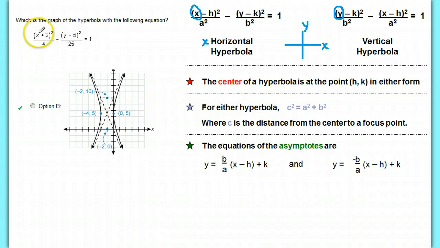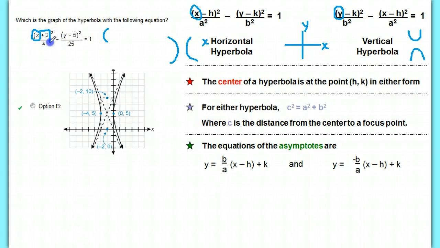First we know because this starts with x that it's going to be a horizontal hyperbola. What that means is that it just opens to the left and the right. A vertical hyperbola will open up and down. So we do know that it's going to be opening left and right, and that is shown here in the graph.